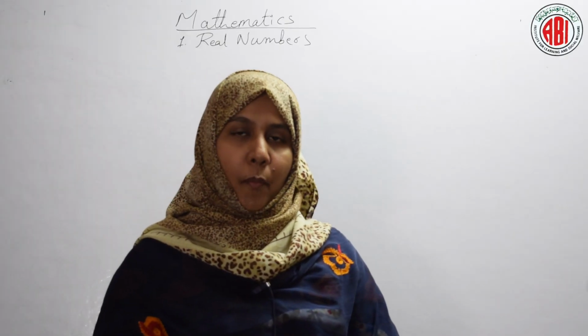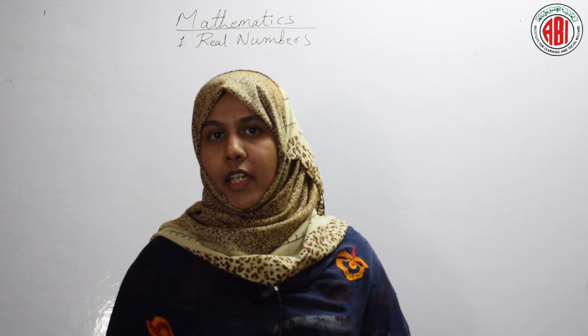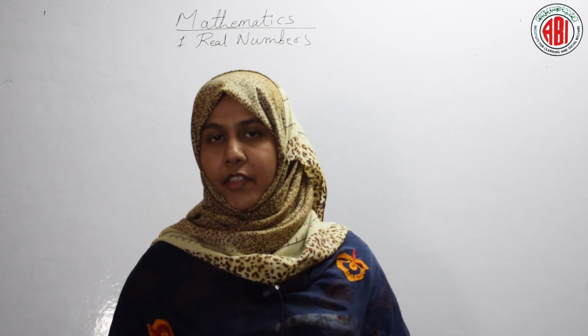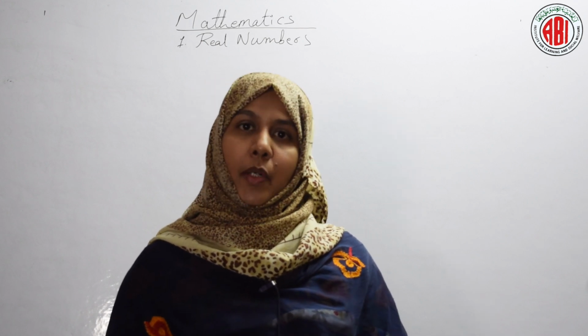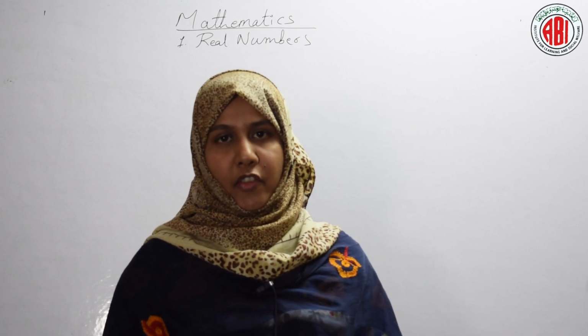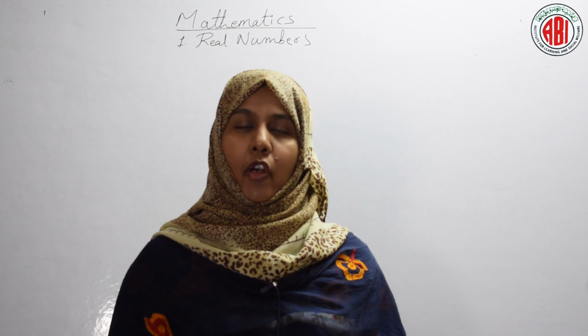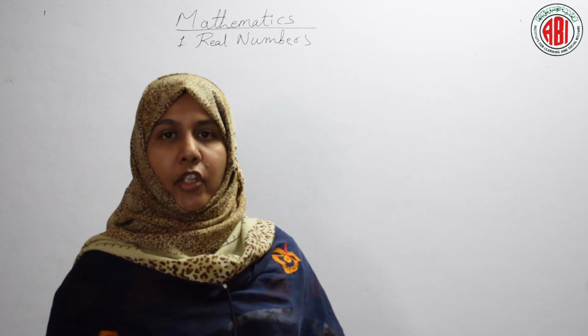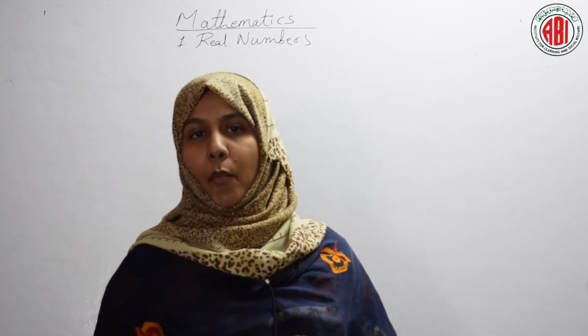As we all know, what are composite numbers? Composite numbers are numbers which have more than 2 factors, right? And what are prime numbers? Prime numbers are the numbers which have only 2 factors, one and itself. So today we are going to solve some problems based on composite numbers.